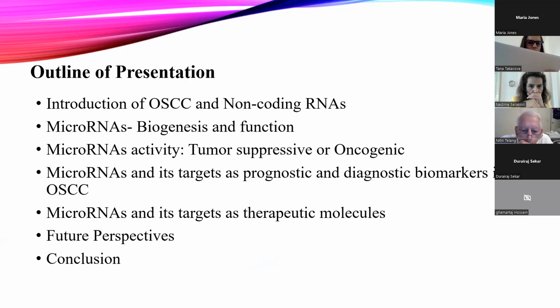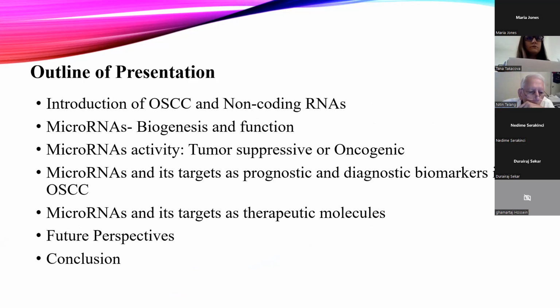So this is the outline of my presentation. I'm going to give an introduction of OSCC, that is oral squamous cell carcinoma, and non-coding RNAs. In that, we will see microRNAs, how they originate, what their function is, and how they regulate other genes. Then whether it is a tumor suppressive microRNA or an oncogenic microRNA, and how microRNAs can be used as prognostic, diagnostic, and therapeutic targets for the treatment of oral squamous cell carcinoma. Then, of course, future perspectives and conclusion.